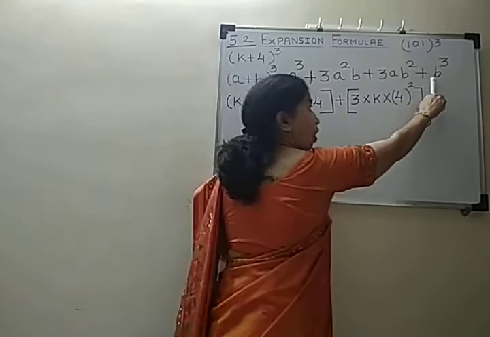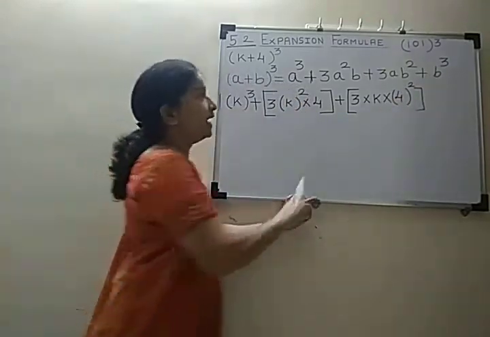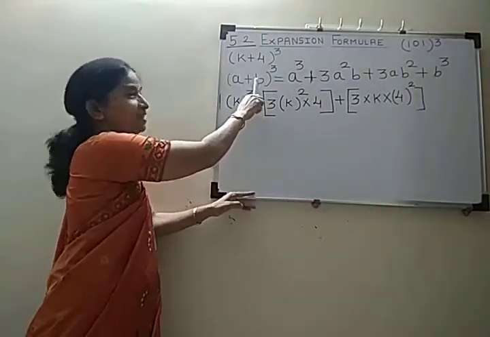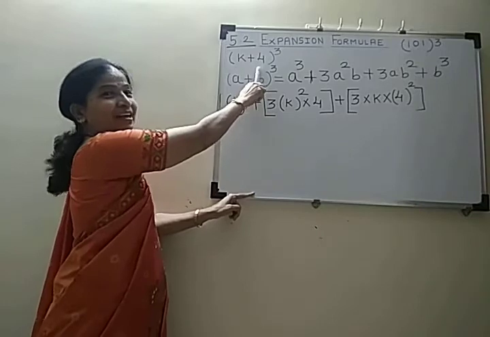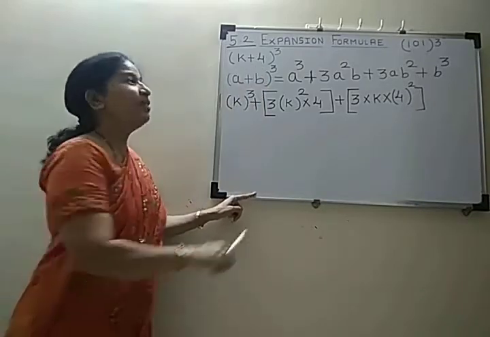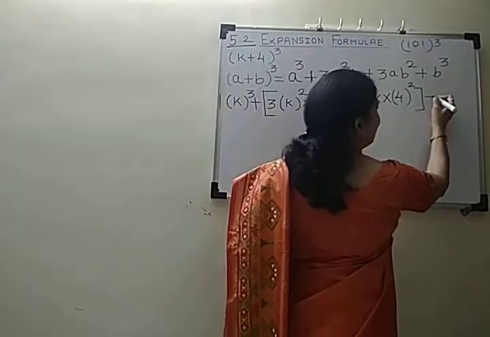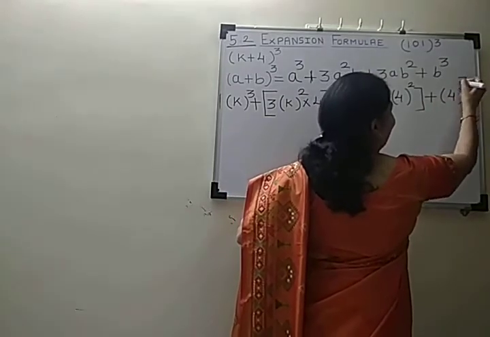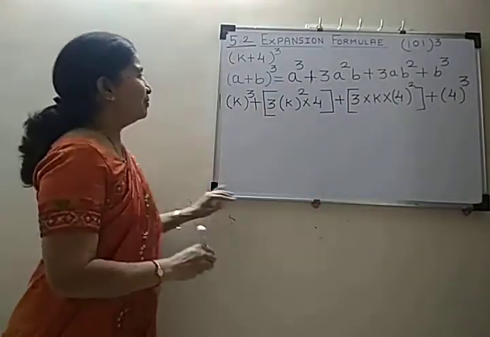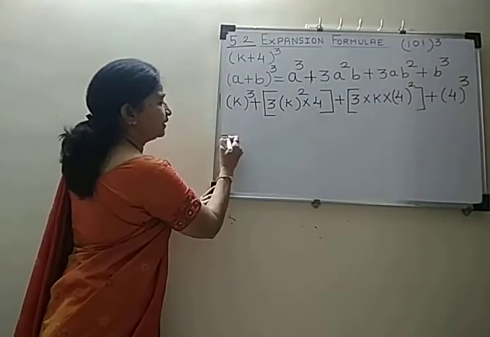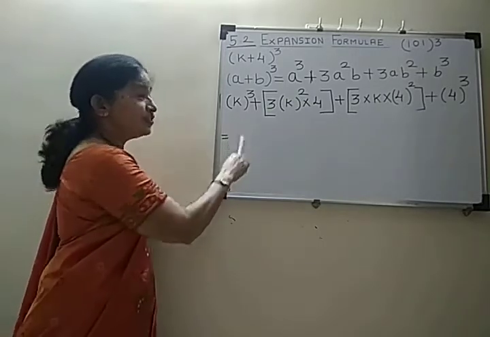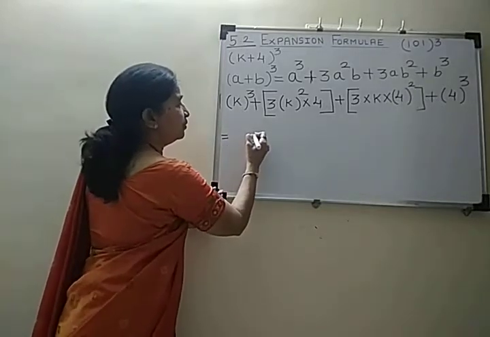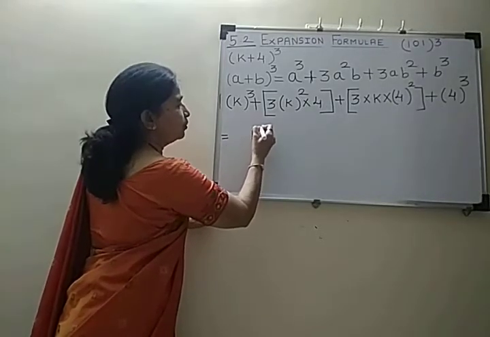What is the fourth term in the formula? They had done b cube. B means which term? Second term. Which is our second term? 4. So we will make the cube of 4. What are we getting? What's the answer? What's the expansion? We got, see now, k cube.